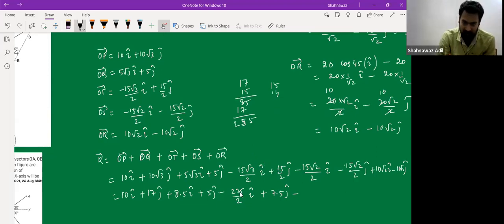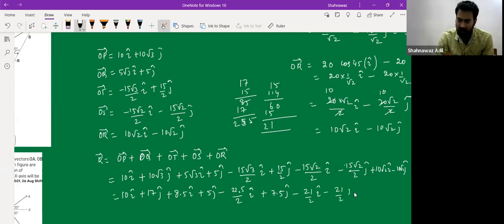Yes, of course, I missed this point. So it's 22.5, and this is 15 root 2. So this is 60, and this is 21, right? So this is 21 by 2. And again, this is the same, so 21 by 2. And this is 14, and this is how much? So this is 10, so this is again 14.